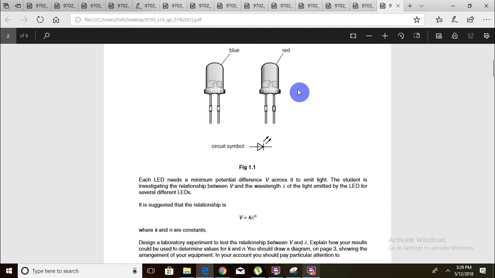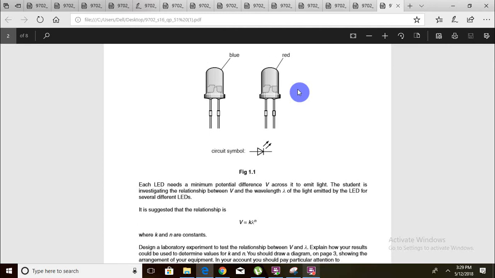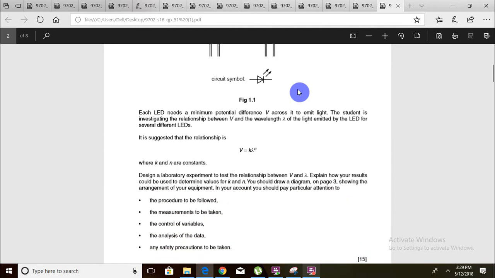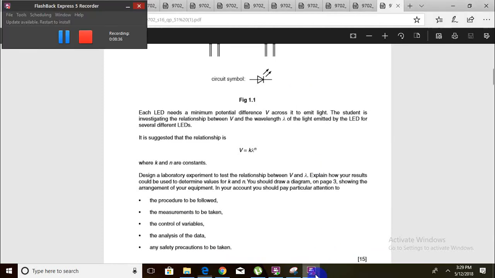Safety precautions: don't touch the diode, it's probably hot. Data analysis is easy. You're just going to have to do with either the normal log or the natural log, okay?